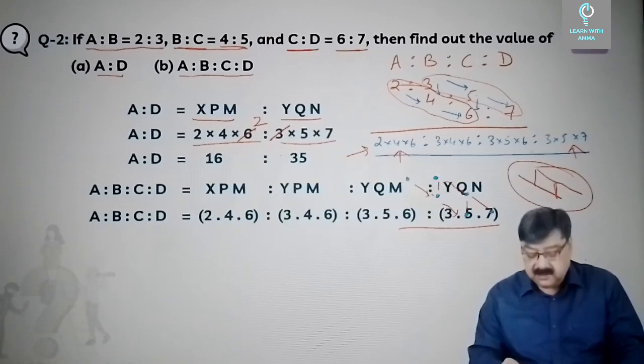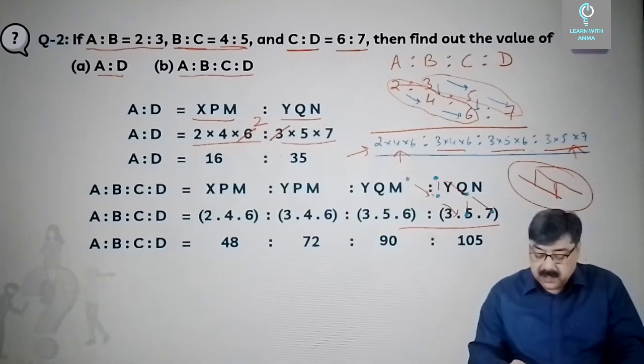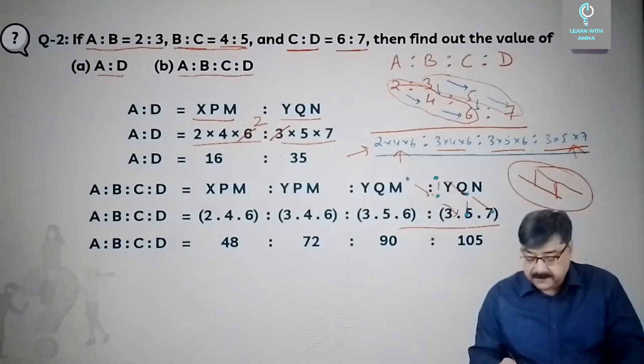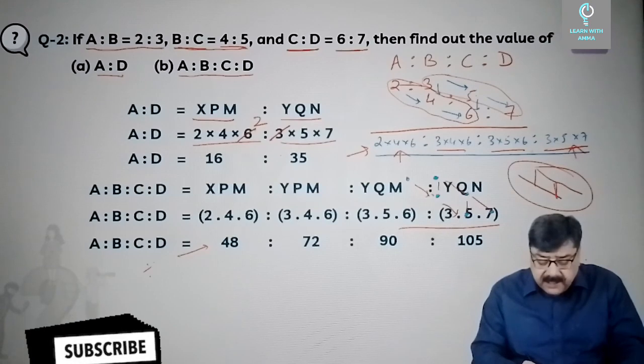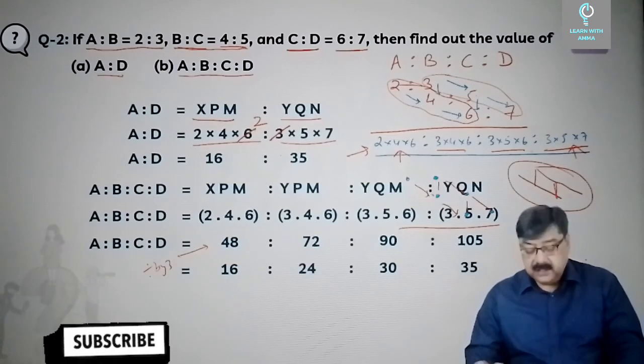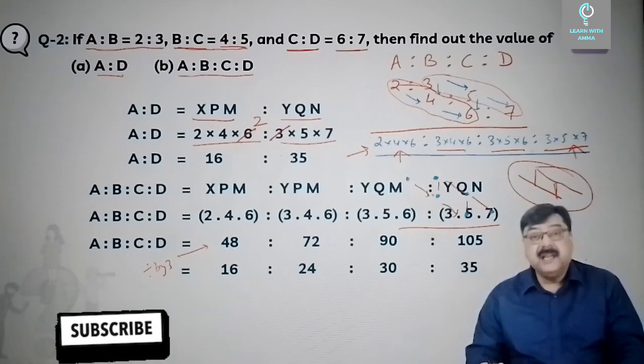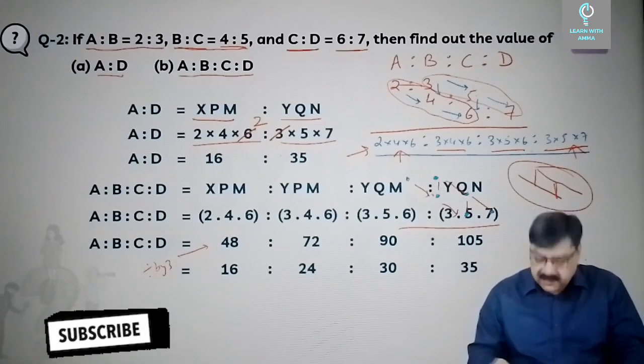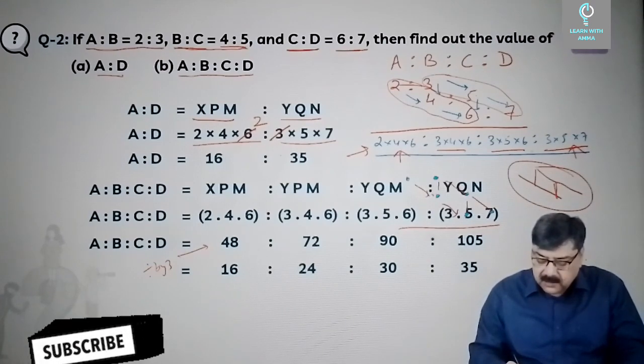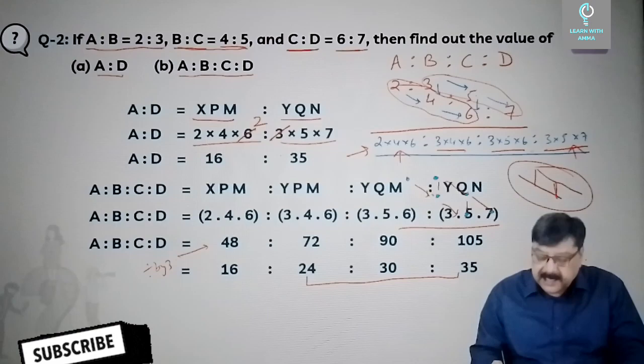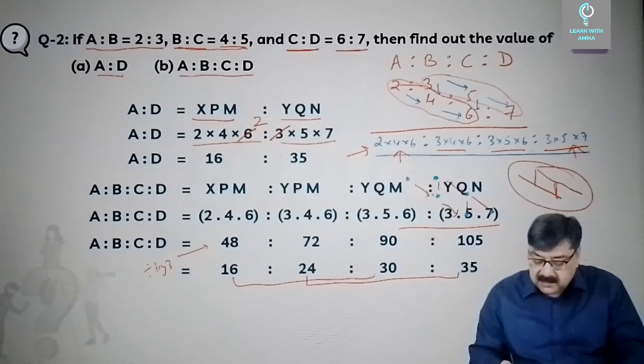A is to B is to C is to D, as we have already found out here: 2 into 4 into 6, then 3 into 4 into 6, 3 5 6 and 3 5 7 multiplied together works out to be 48 is to 72 is to 90 is to 105. All these figures are divisible by 3, so you can further reduce it to 16 is to 24 is to 30 is to 35. And from here you can find out the ratio between B and D as well, A and C as well, likewise.